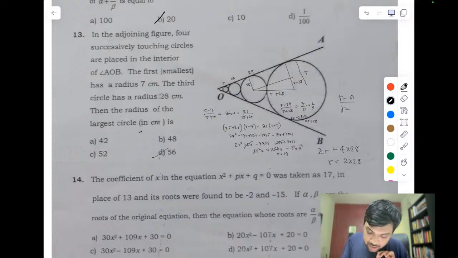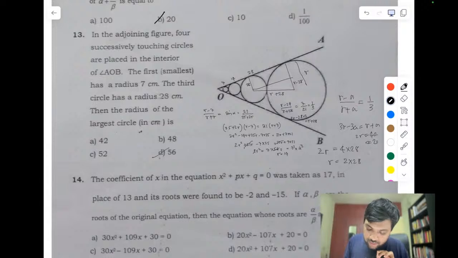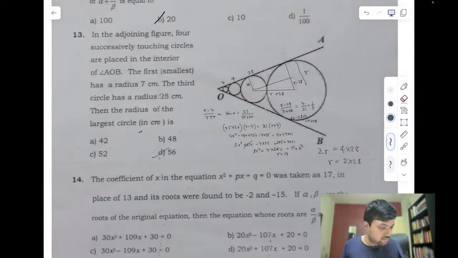R minus A by R plus A is equal to 1/3, means 3R minus 3A. I think just generally checking whether it's always doubling. It's 2R is 4A. Yeah. See, R is 2A. Started with the radius A, it doubled next. Yeah, so it is doubling.